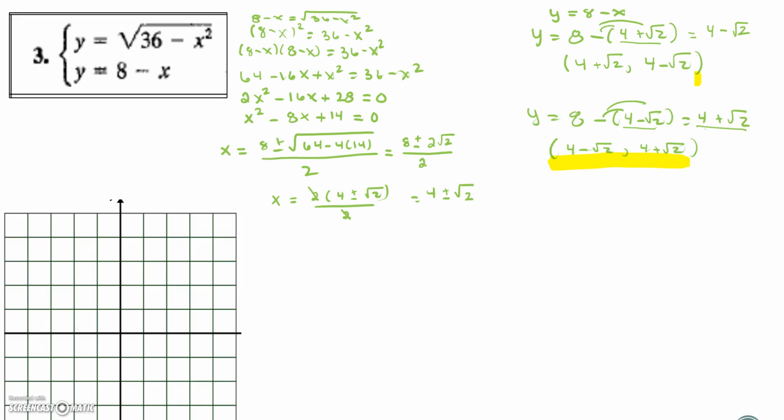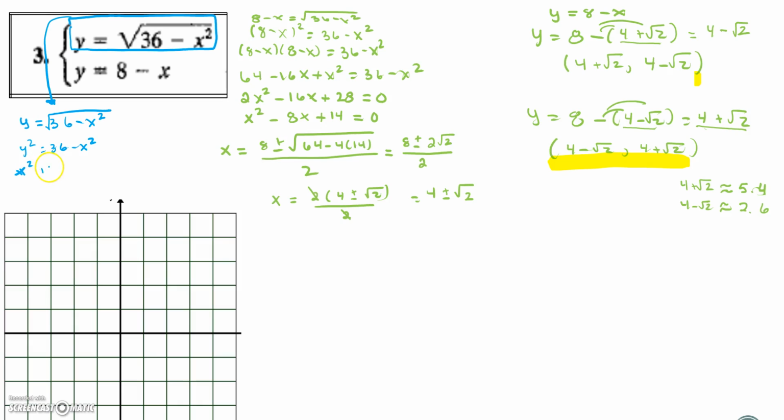Okay, so let's talk about the 2 graphs. Looking at the first equation, let's try and figure out what it is. So let's square both sides. So I get y squared is 36 minus x squared, and bring x squared to the other side, and you get x squared plus y squared equals 36. Now this is a circle of radius 6.